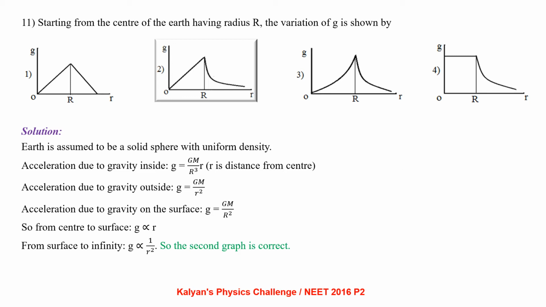Outside the sphere, we can consider earth to be a point mass with its complete mass located at the center of the sphere according to Newton's shell theorem. So the formula should be that of a point mass, that is GM by r square. On the surface of the sphere also it can be taken as point mass. So it is GM by R square. So inside the sphere, g is proportional to distance of consideration. Outside the sphere it is inverse square relation. So the correct option is second graph.